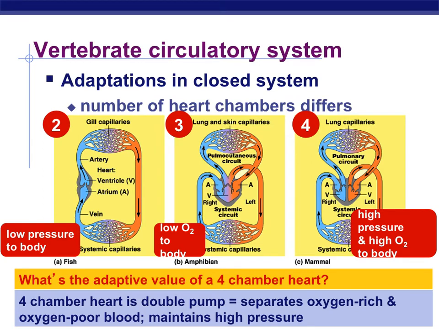In a four-chambered heart, mammals, like you and I, they're highly structured, and the advantage of that is that the heart is going to separate oxygen-rich from oxygen-poor blood, and it can efficiently pump oxygen-rich blood to all of the tissues and cells of the body where it's needed.